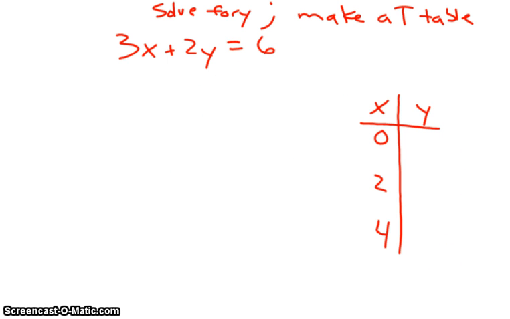There we go, I skipped 2. I knew there was a solve for y first. We need to solve for y. If I want to get y, I've got to get it by itself. So I'm going to subtract 3x from both sides.